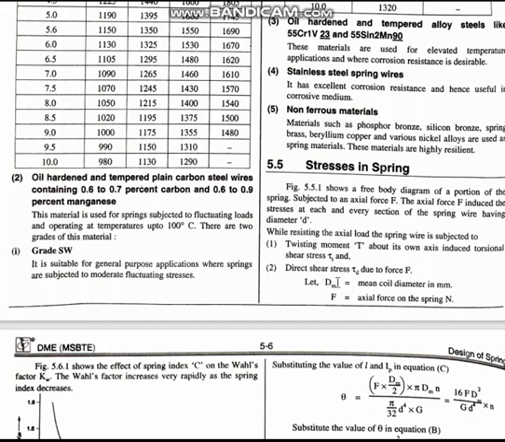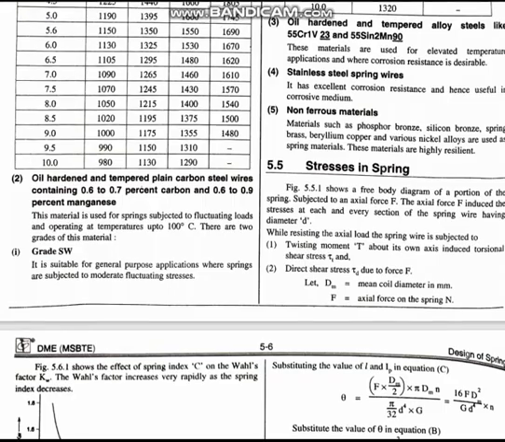Then direct shear stress. One is torsional shear stress, another is direct shear stress. This direct shear stress is due to the axial load that is coming. That axial load is F. Now I'll show you the figure.